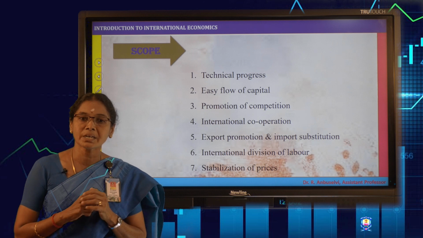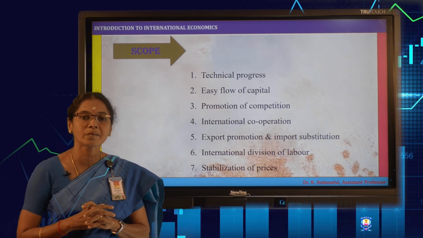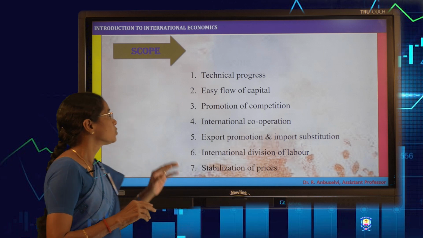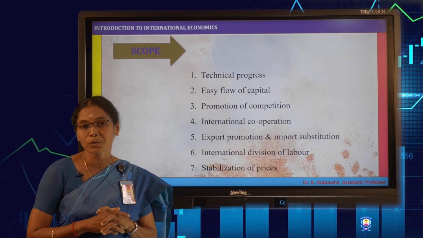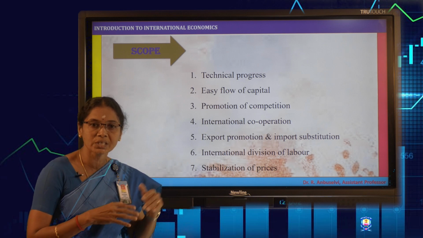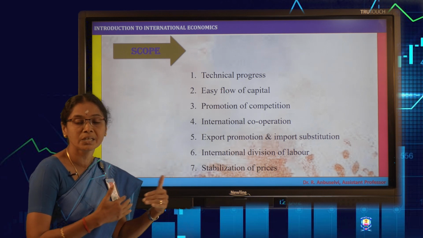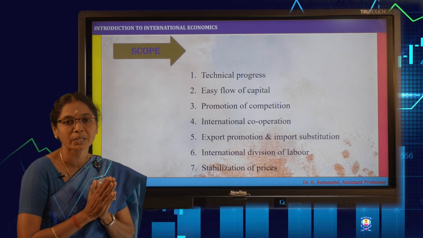International economics and international trade both play a significant role in any country's development as well as its growth. The most important futuristic scope is technological progress. Each country specializes in its production process, depending upon its own technology. So this technology supports other countries also to increase their production process.